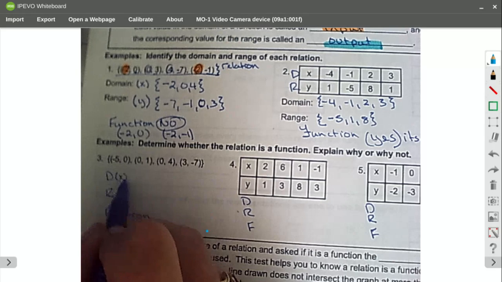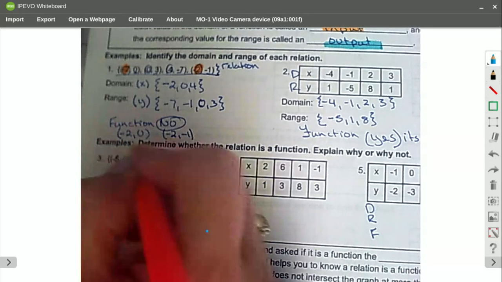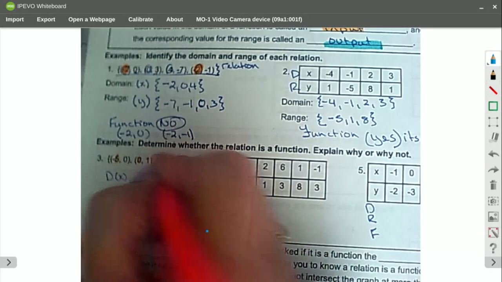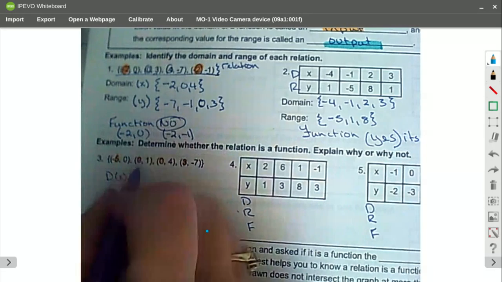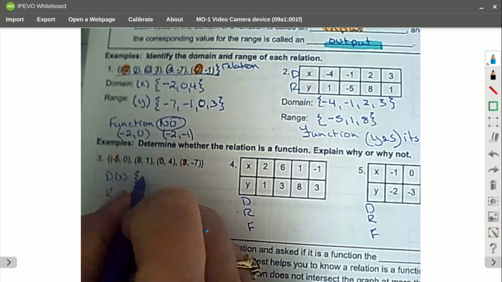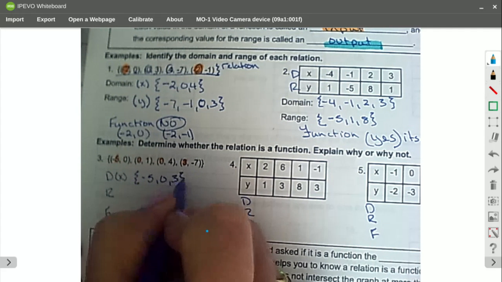Domain, remember, is my x. So who are my x's? -5, 0, 0, and 3. And I only have to write that 0 one time. So the set of -5, 0, and 3.